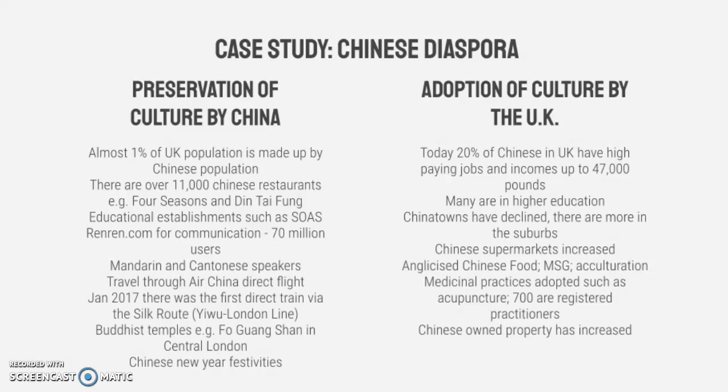Mandarin and Cantonese speakers also exist throughout the UK, and it's been a growing language in the UK over the past decades. And there's travel through Air China in a direct flight, and as of January 2017 there was the first direct train through the old Silk Route, called the Yiwu London line, from China to London.